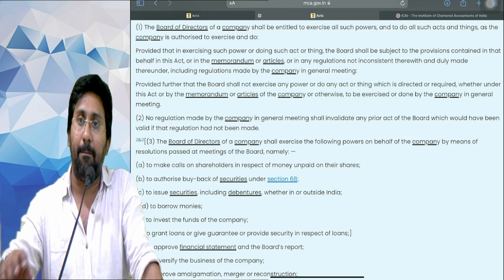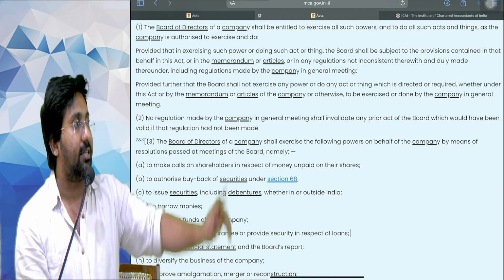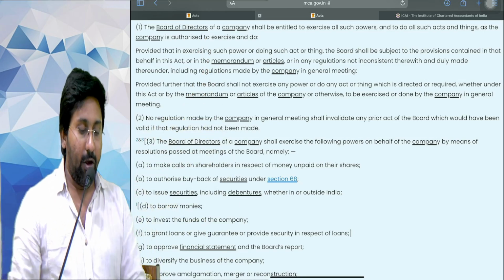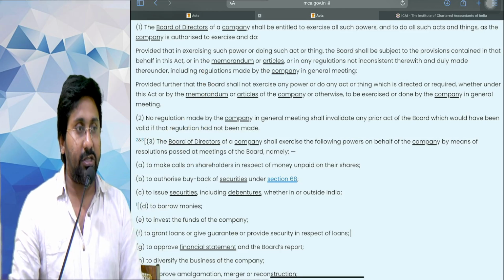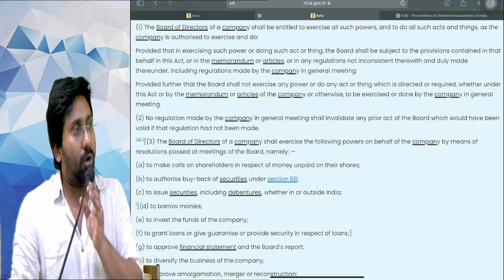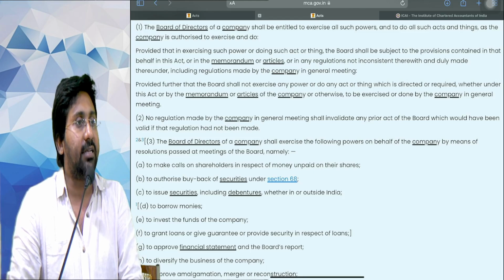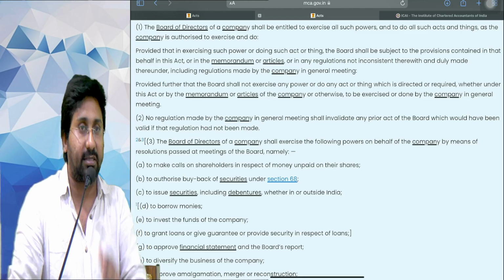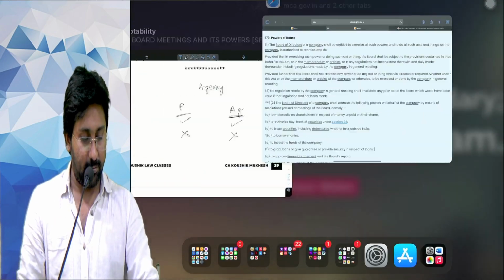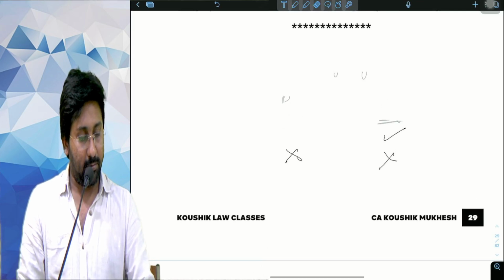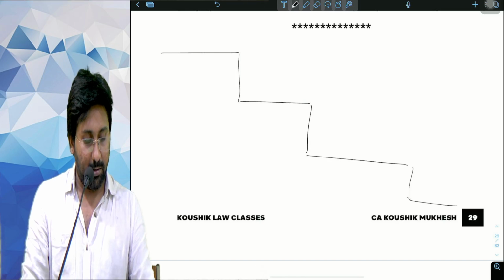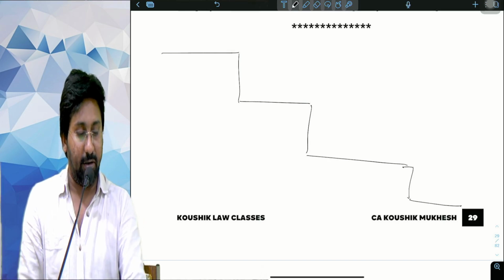Now, on behalf of the company, who will exercise those powers? The board of directors. That's the first sentence. Read it for the last time: the board of directors of a company shall be entitled to exercise all such powers and to do all such acts and things as the company is authorized to exercise and do. Sir, this is how the section was drafted.